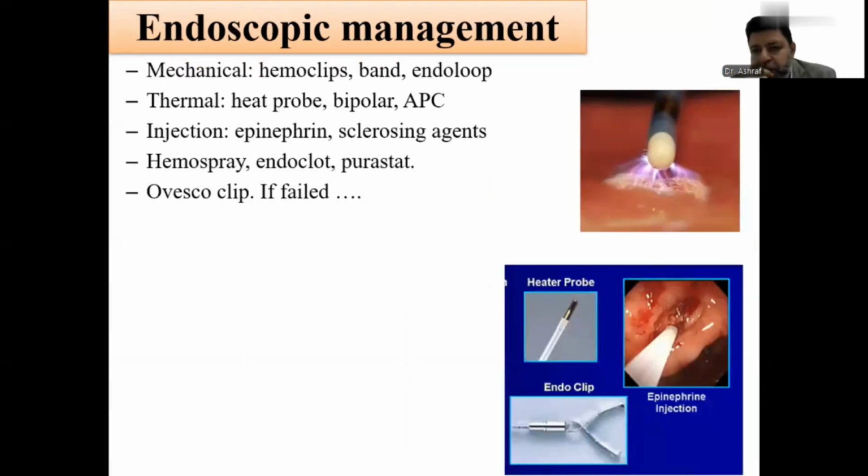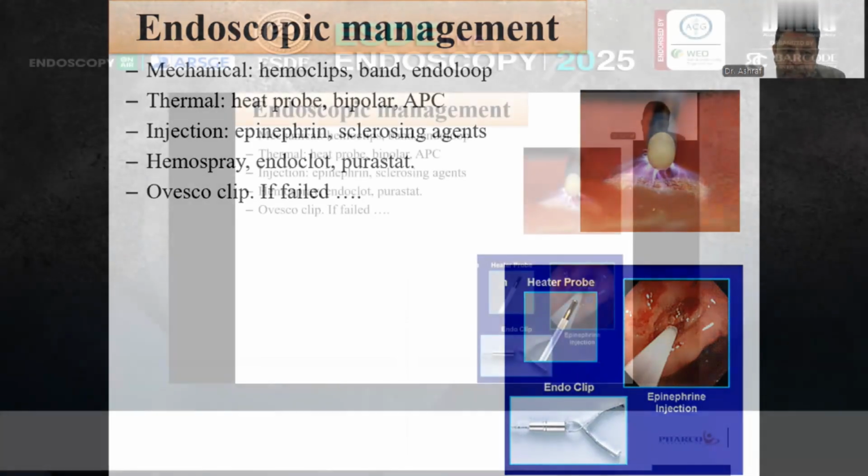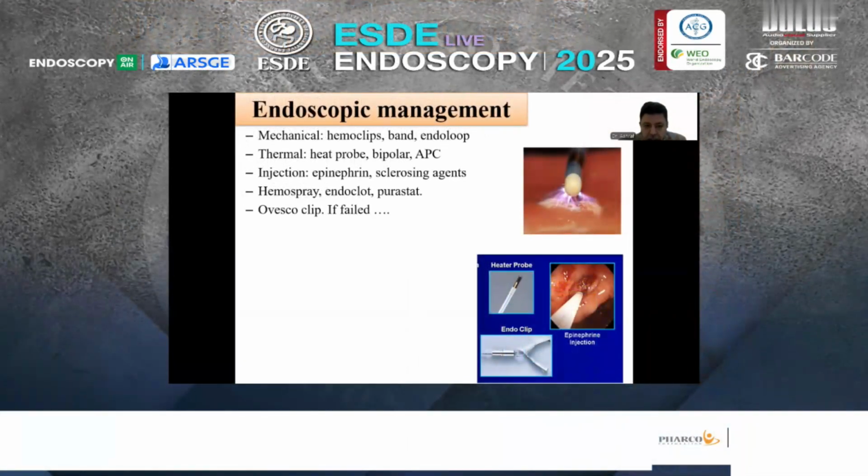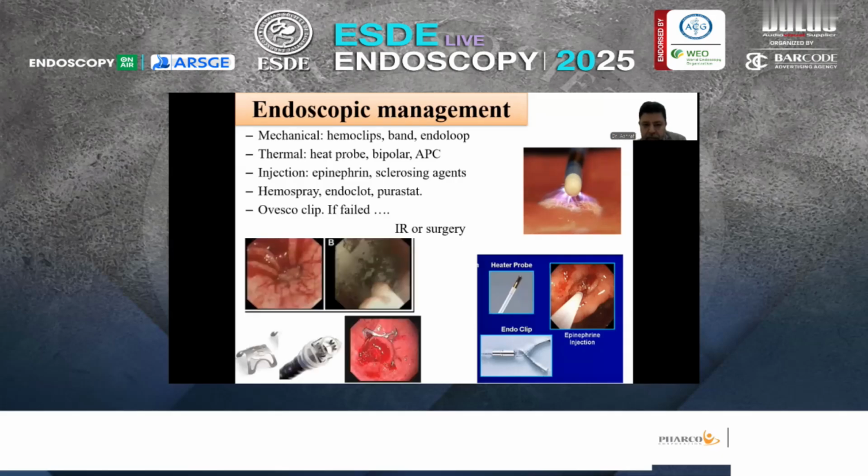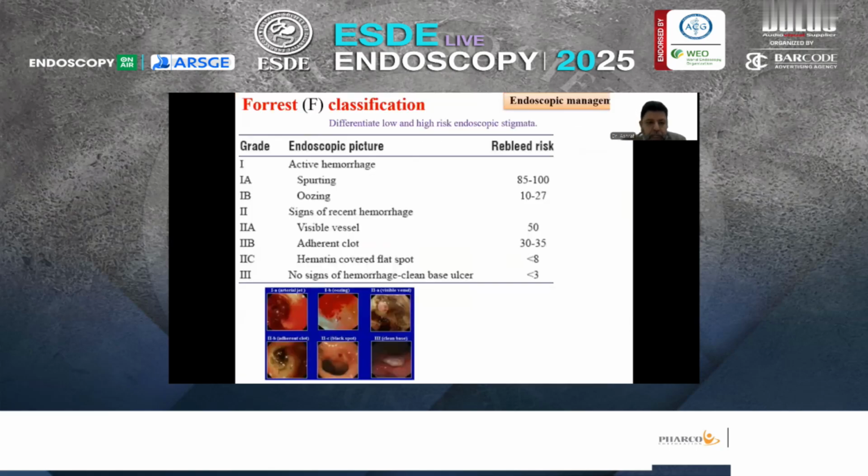For non-variceal upper GIT bleeding, there are many interventional tools like hemoclips, band and loop, heat probe, APC, injection of epinephrine, sclerosing agents, Hemospray, over-the-scope clip, Purostat, and Vascoclip. And if all of these endoscopic interventions fail, of course, we have to go for interventional radiology or surgery.